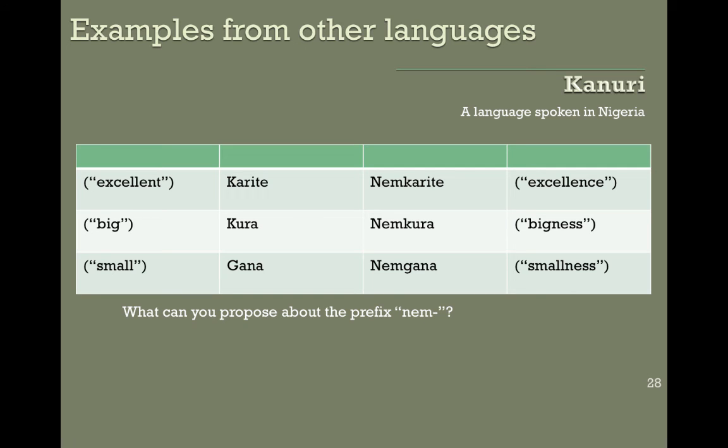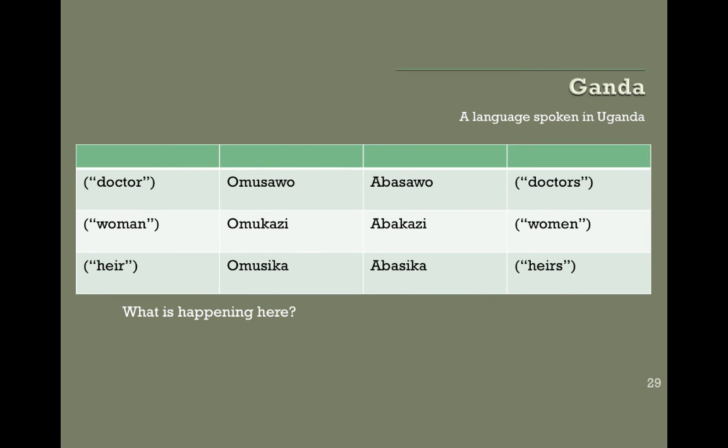In this example from a Nigerian language, we see that we have the words for excellent, big, and small on the left side, and then we have the words for excellence, bigness, and smallness. So what can we say about these two columns? Well, the left side, these are all adjectives, and the right side, those are all nouns. And then what do we see also that's different about them? Well, it looks like the left side doesn't have this prefix NEM, and then the right side does, but then the rest of it looks the same. So I think what we can guess about this is that NEM is a derivational morpheme, and it's used to derive nouns from adjectives.